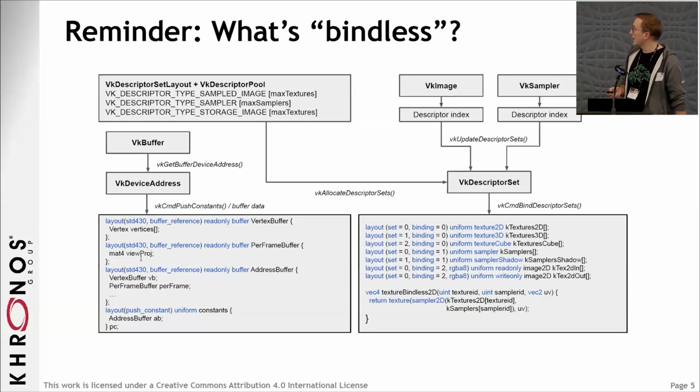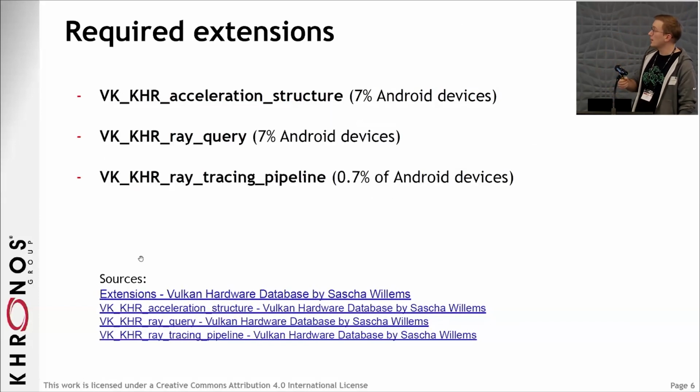And what is actually required if we want to add something like ray tracing to our API and want it to be enabled on Android devices? I got this from Sasha's website, so it's quite representative. You can see ray tracing as a whole can be divided into two parts: ray query, when we do some ray tracing features in a fragment shader, and the full ray tracing pipeline.